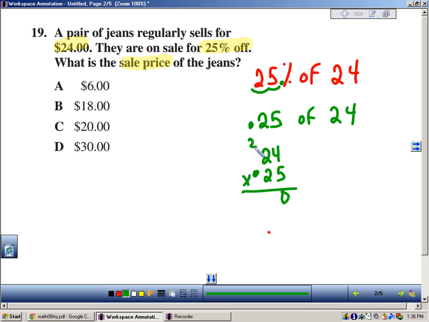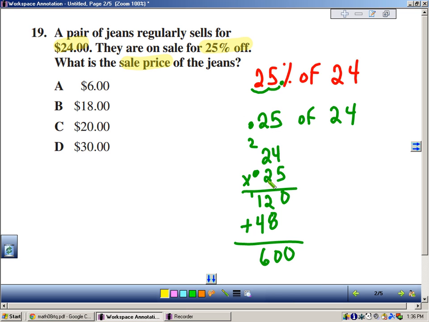$20, carry the 2. 5 times 2 is 10, plus 2 is 12. Shift inward 1 spot. 2 times 4 is 8. 2 times 2 is 4. Add them up. 0, 10, carry the 1. 4 plus 1 is 5, plus 1 is 6. Since we have 2 digits to the right of the decimal, we should have 2 digits to the right of the decimal in our given answer. So it's $6. So 25% of 24 is $6.